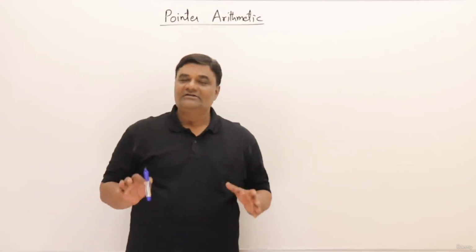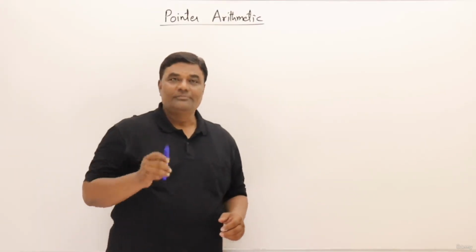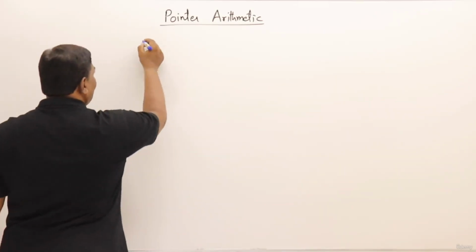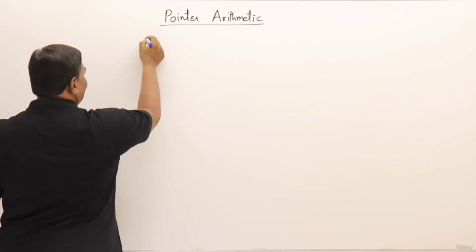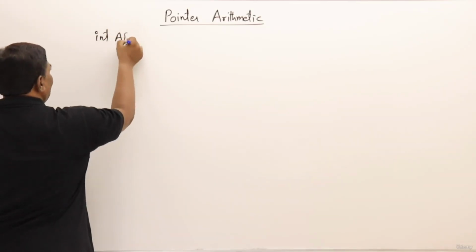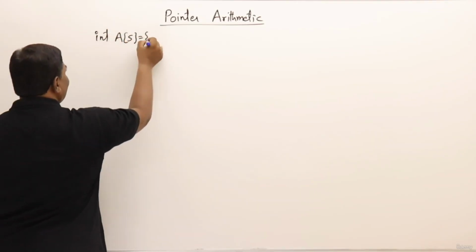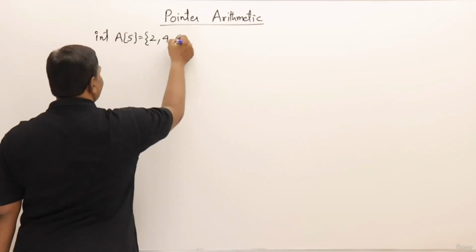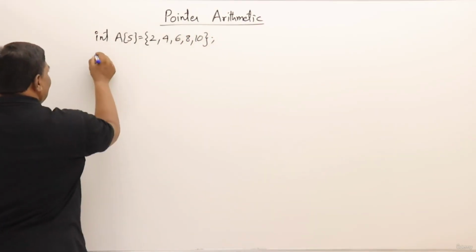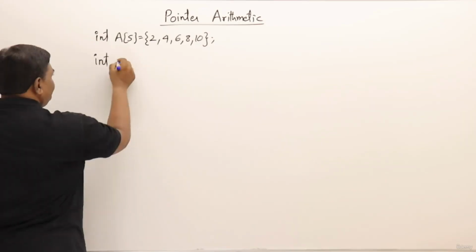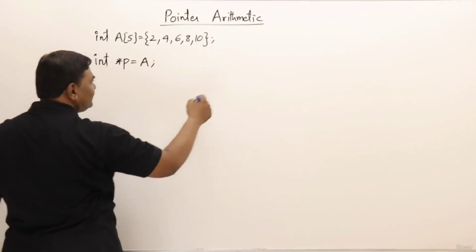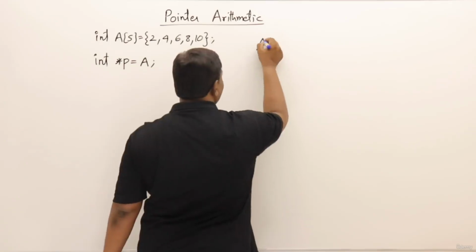Let us see what are the arithmetic operations allowed on pointers. So I'll take an example, and through the example I'll explain you. Suppose I have an array int a of size 5 with some elements, that is 2, 4, 6, 8, 10. Then I will take one pointer p, and I will make it point to this array. So I will draw it diagrammatically and show you.